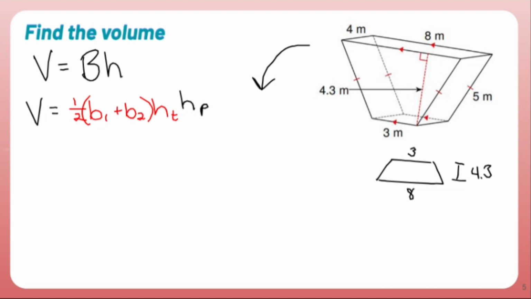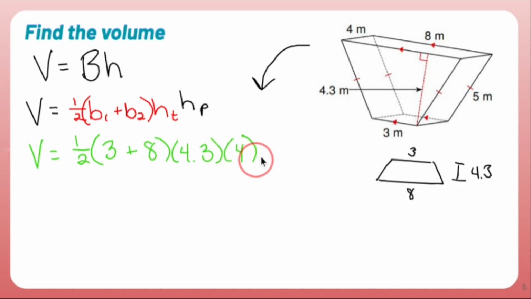So let's put this all together. V equals 1/2. Now, it doesn't matter which one's which for the base of the trapezoid. So I'll call base sub 1 3 and base sub 2 8. Again, doesn't really matter. The height of the trapezoid is 4.3. And the height of the prism is 4.